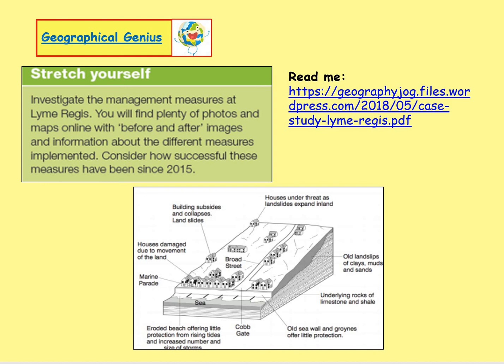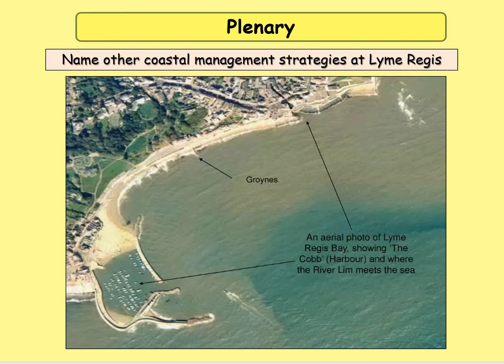And just in case you've got idle thumbs and you're sitting there thinking, gosh, I wish I had more geography to do, there is a stretch yourself task here as well, and a little journal for you to have a read of. So in summary, I want you to have a look at this aerial photograph, some of these ways that we are preventing coastal erosion here. So you can see the groins, the sea wall, the barrier beaches. So it's a very well protected area.